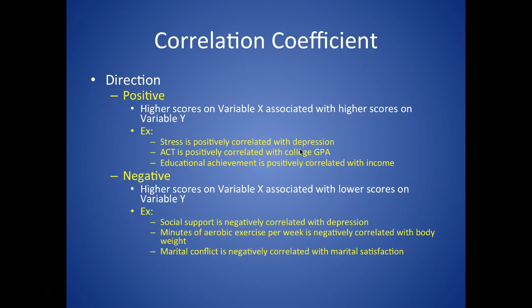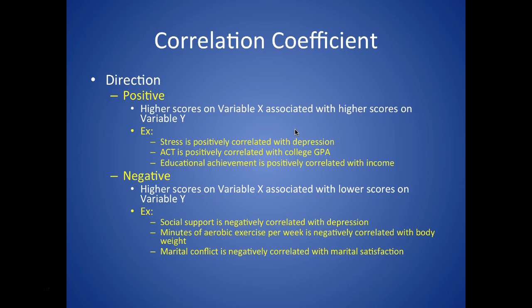Educational achievement is positively correlated with income. By the way, the highest positive correlation I heard of in graduate school was number of cricket chirps per minute and temperature. The correlation was positive 0.97. So if you knew either of those two variables, you could predict the other one almost perfectly.